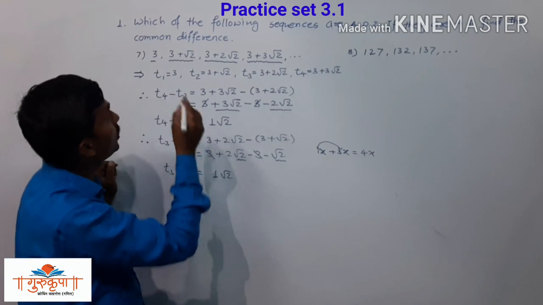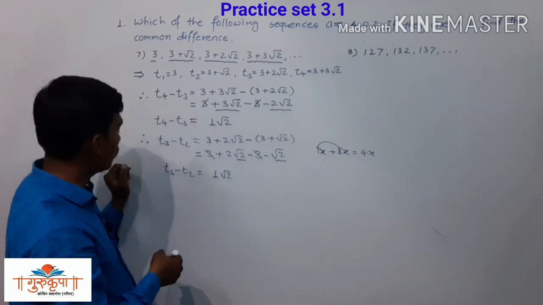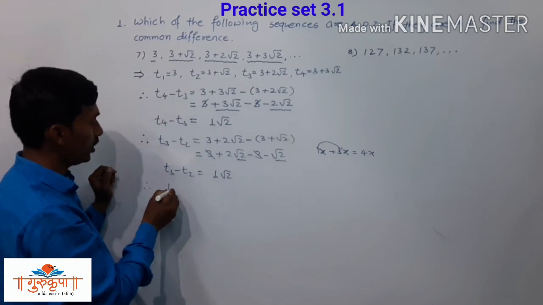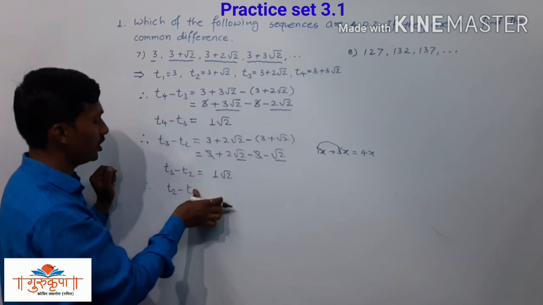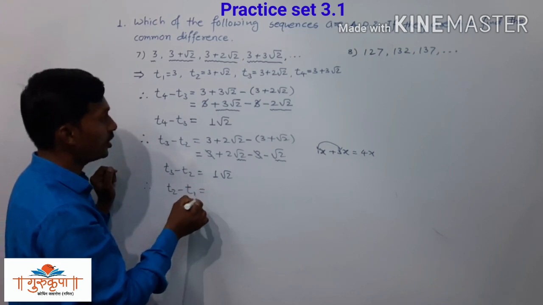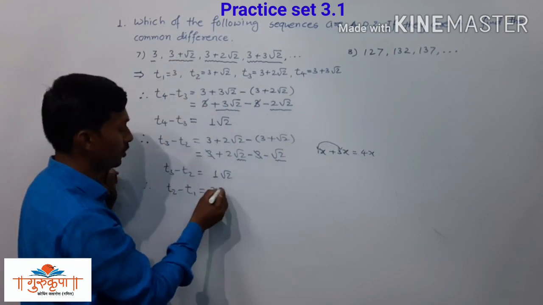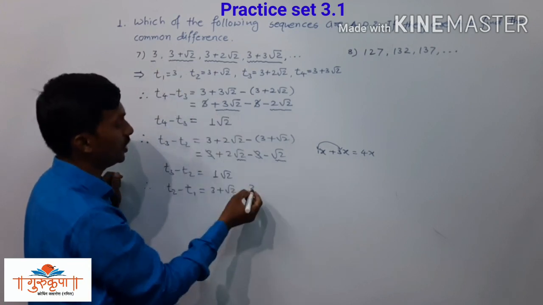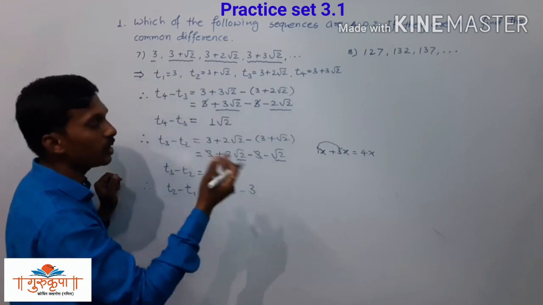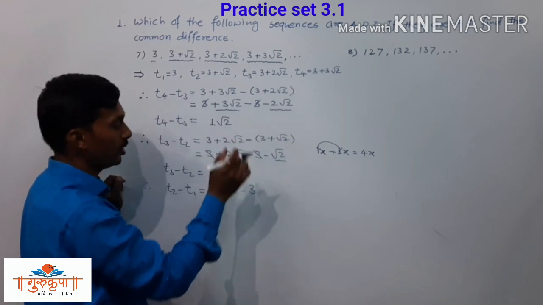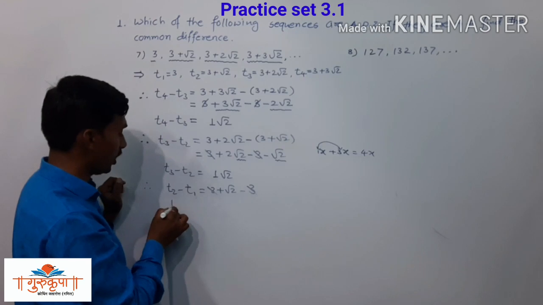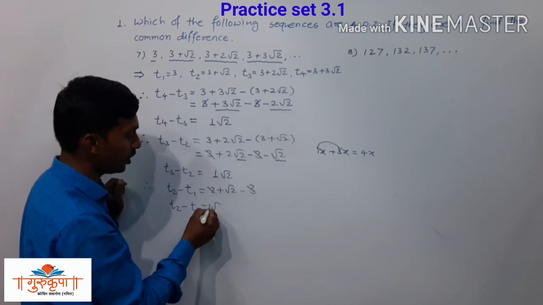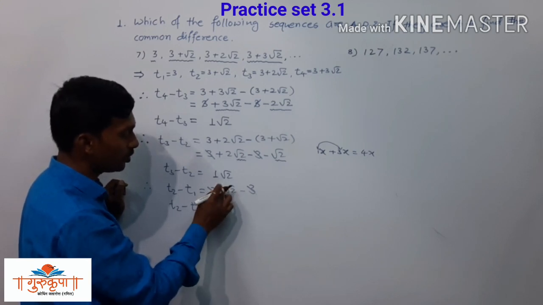Now we have to find T2 minus T1, that is the common difference between the second and first term. T2 minus T1 is equal to T2, which is 3 plus root 2, minus T1, which is 3. Since it is a single term, we can write it outside the bracket. If we have two terms, then we have to write them inside the bracket. Now plus 3 minus 3 gets cancelled and T2 minus T1 is again root 2. Nothing is there, which means the coefficient is 1.